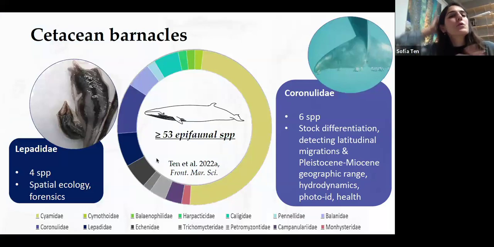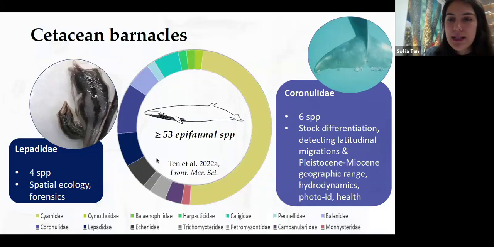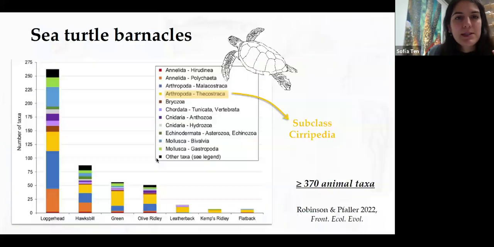I'm going to focus more on barnacles, not only because I love them, but they're also really interesting tools for knowing more about the host. We find about 10 species of cetaceans, and as I was saying, they can be used as indicators of many different things. But I'm going to give you two examples.